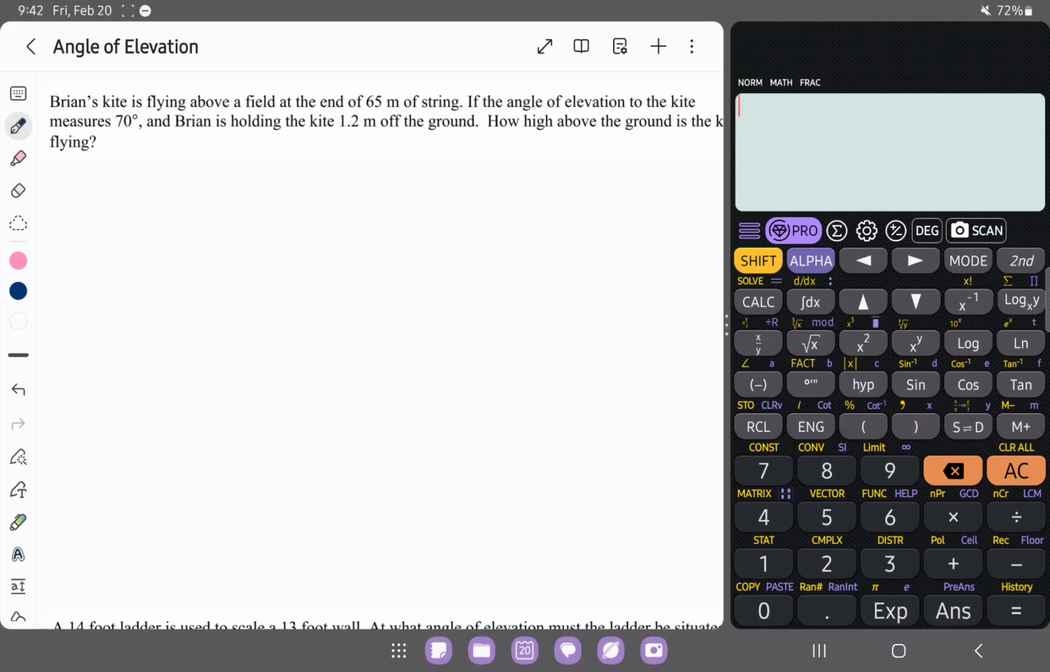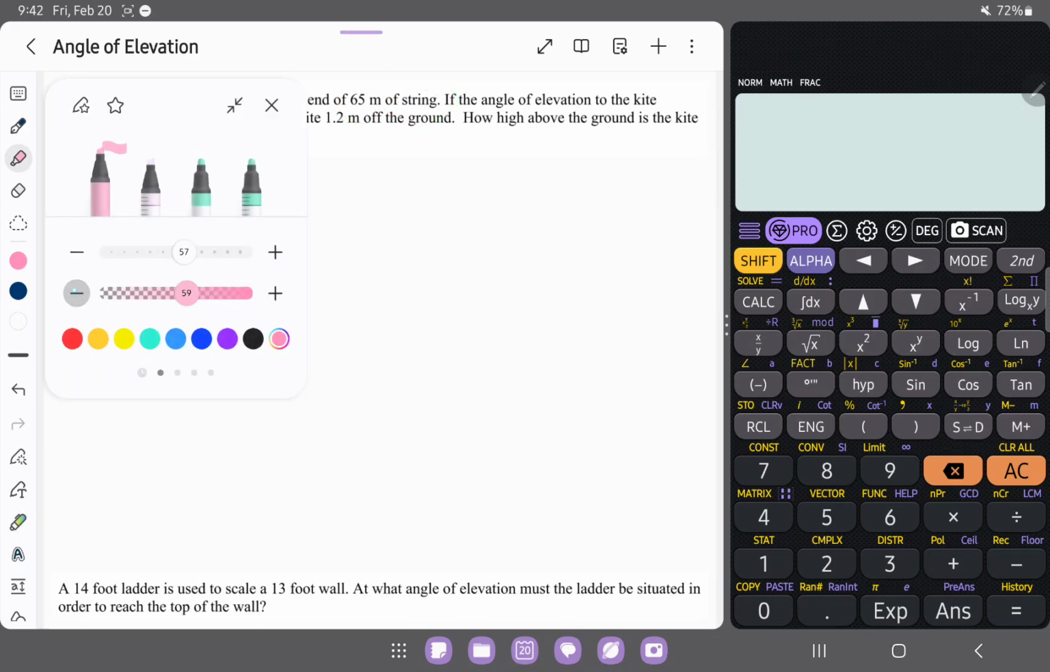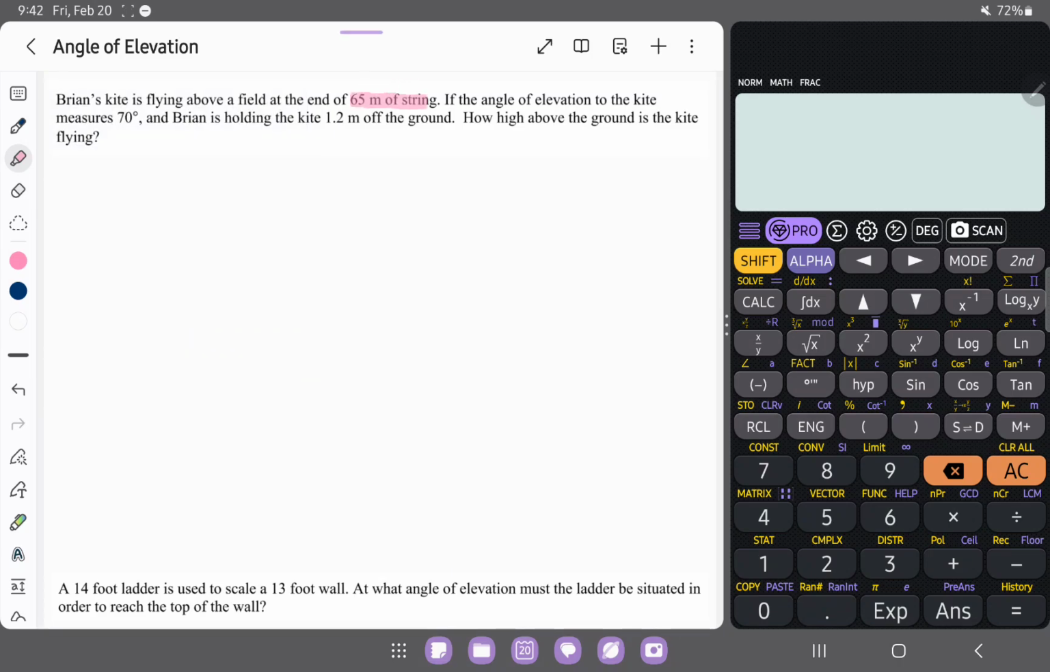So here's an example problem that deals with angle of elevation. Sabi, Brian's kite is flying above a field at the end of 65 meters of string. So highlight na natin itong mga importanteng info para at least mamaya dire-diretso na tayo ng solve. So there is a 65 meters of string yung kite natin.